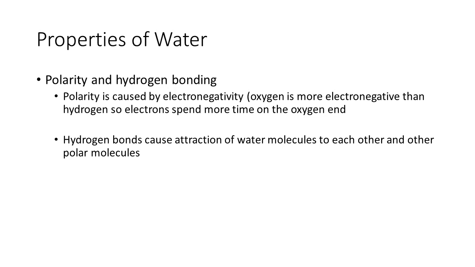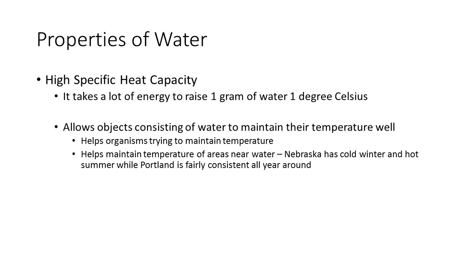Hydrogen bonds aren't the easiest things to break, but they do break at times. They're not the hardest things to break either. So it allows water to be a very versatile molecule, especially when a lot of water molecules are interacting. And this polarity and hydrogen bonding are the first kind of basis of everything else that's going to be happening with water. Water has what's called a high specific heat capacity.